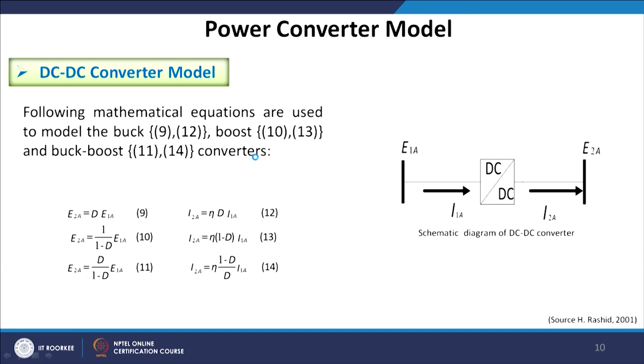Now, one more important model is the DC-DC converter model, where there are a few equations. You could see the DC-DC converter and the bus 1, and you can experience bus 2 with a new voltage through a DC-DC converter. The following mathematical equations are used to model buck, boost and buck-boost, where equations 9 and 12 are used for the buck type, 10 and 13 for the boost type, and 11 and 14 for your buck-boost converters.